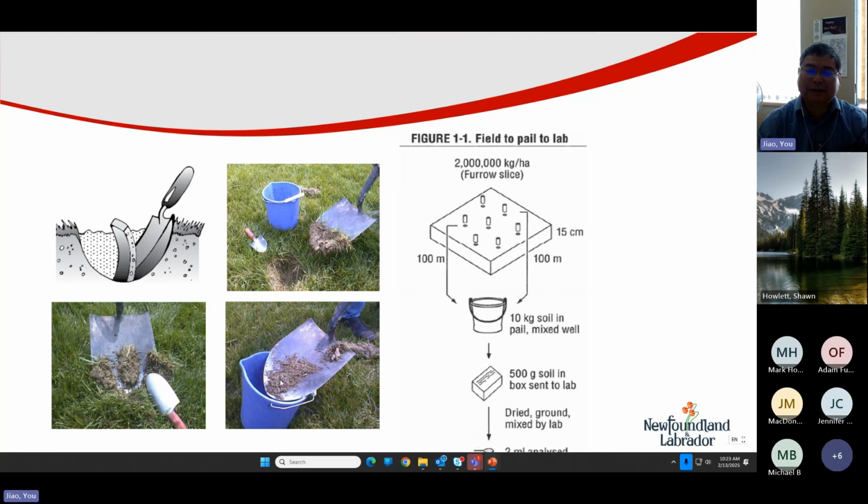And you put it in the bucket. Let's see from the field to the pail to the lab. Consider this a piece of land. We take like 10 to 15 spots. At each spot we take a slice like this, put it in the pail and mix well. Really mix well. If there's any chunk, please break it. Then from the pail, take around 1 pound of soil. That's the soil sampling bag, the paper bag, and you can put it in the bag.